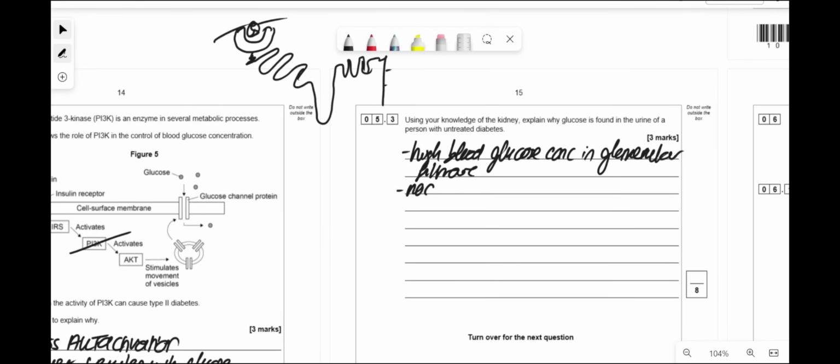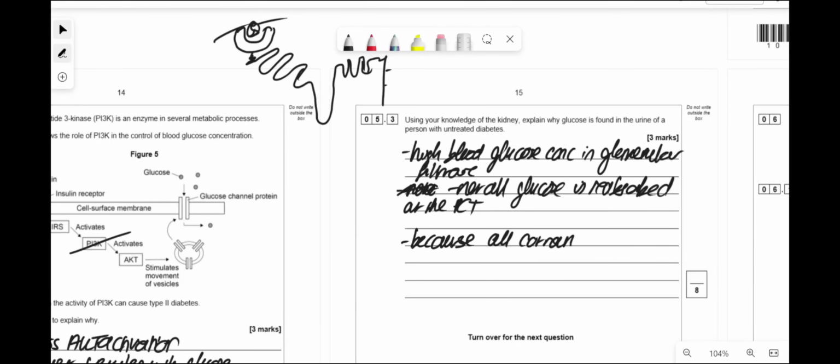So that means not all glucose is reabsorbed. You need to know where it's reabsorbed, and that's at the proximal convoluted tubule. So not all glucose is reabsorbed at the PCT, I'm going to write PCT for short, but you write the whole thing, because it says explain, so you need to say why. It's because all co-transport or carrier proteins are saturated. They're all being used up at maximum capacity. Like, there's no extra way of getting it in.